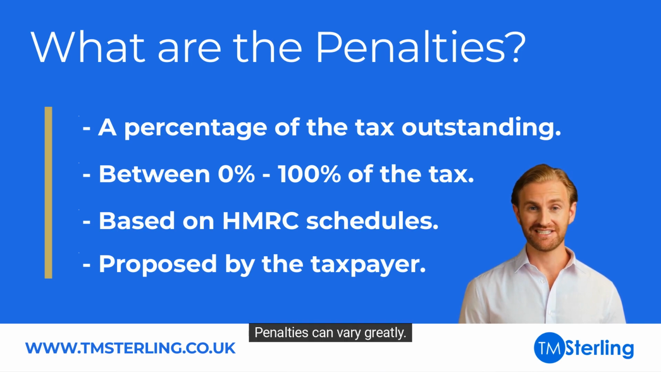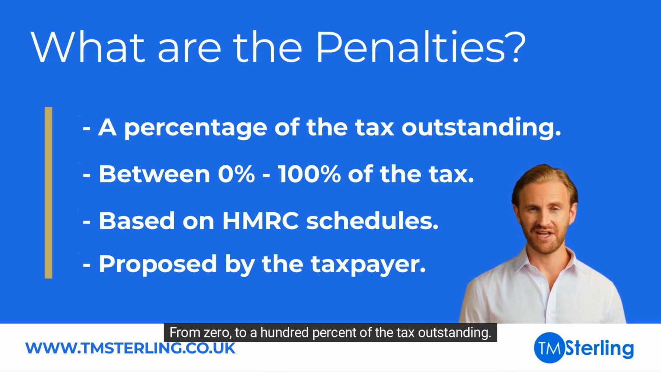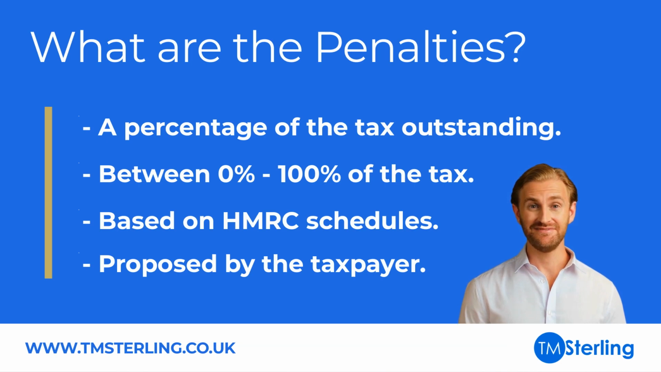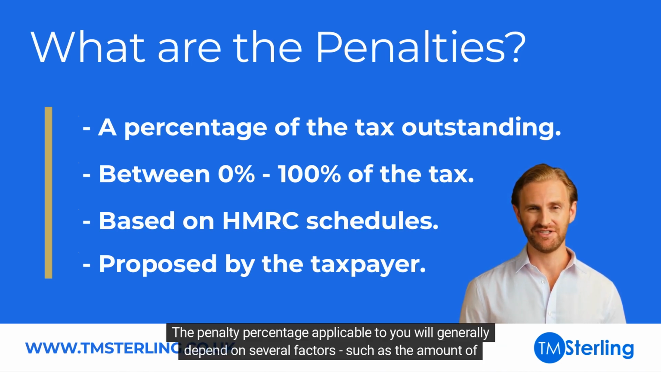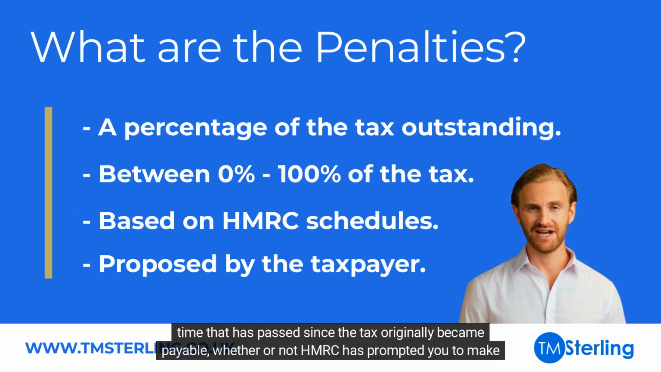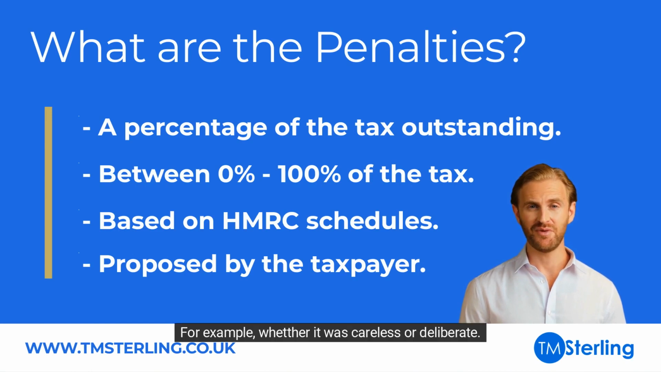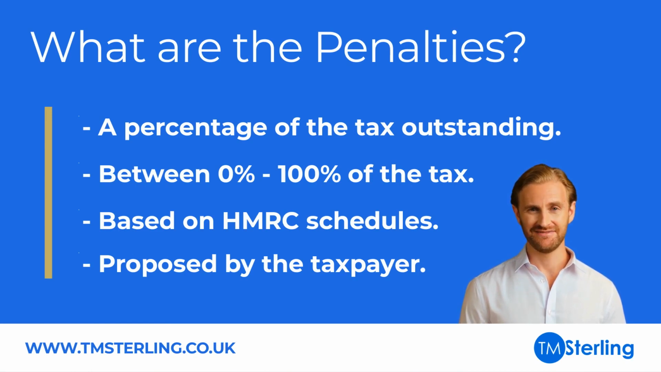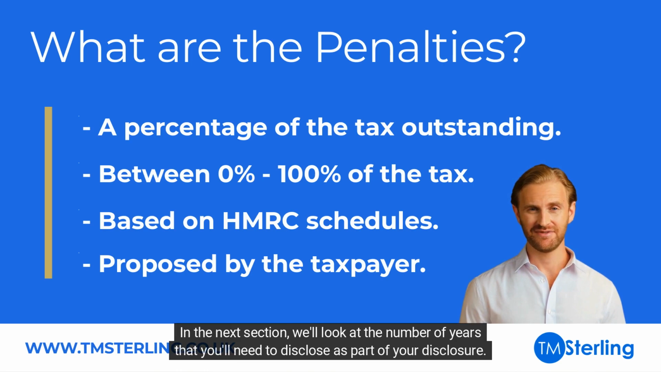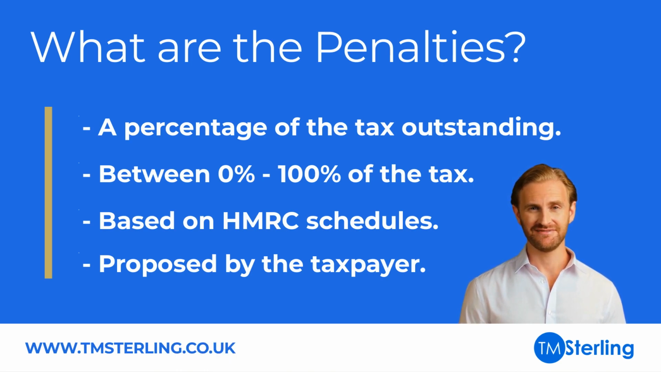Penalties can vary greatly, from 0 to 100% of the tax outstanding. The penalty percentage applicable to you will generally depend on several factors, such as the amount of time that has passed since the tax originally became payable, whether or not HMRC has prompted you to make a disclosure, and the behavior that led to the tax not being paid originally. For example, whether it was careless or deliberate. In the next section, we'll look at the number of years that you'll need to disclose as part of your disclosure.